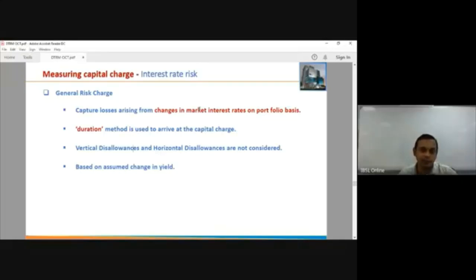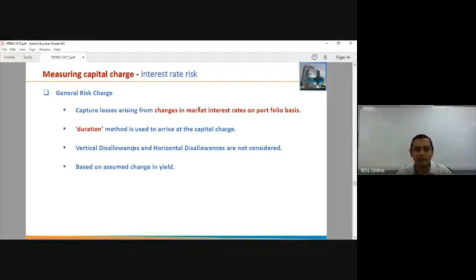Again, the general risk captures the loss arising from changes in market rates on a portfolio basis. That's what I said, it's a general thing. So you take your entire trading portfolio and apply this capital charge to cover the losses arising from changes in interest rate risk. There are two methods prescribed by Basel, but we use the duration method. So our computation of the general risk charge is based on the duration method.